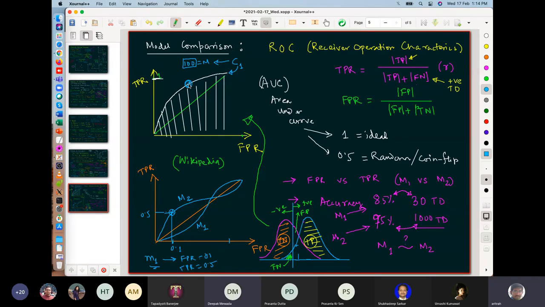Okay, sir, got it. So if you know the unknown function, and the classifier behaves like this, it is better than if it behaves like a random coin flipping kind of thing. Right? But given the test data, you will get only 1 point in this particular ROC line.